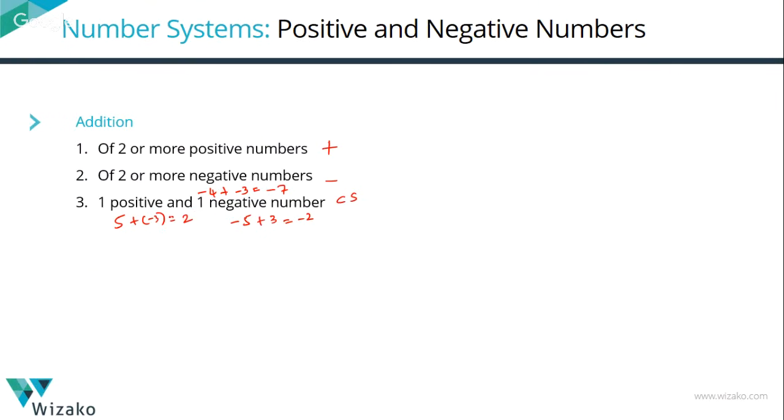The magnitude of the positive number is larger, the result will be positive. The magnitude of the negative number is larger, the result will be negative. The magnitudes are equal. 5 plus -5 will be 0. So addition of a positive and a negative number, we cannot say. Addition of two positive, always positive. Two or more positive. Two or more negative, always negative. A mix of positive and negative, we cannot say.